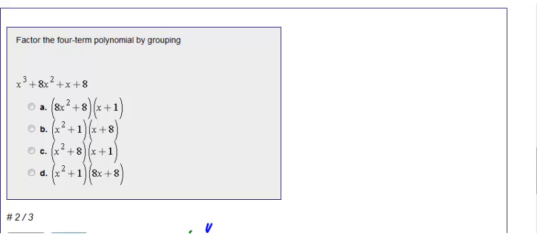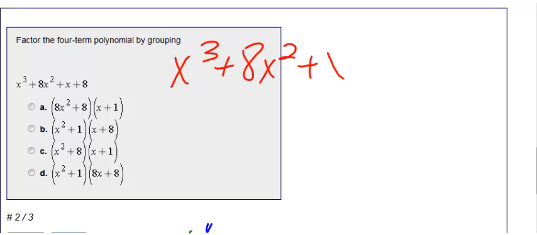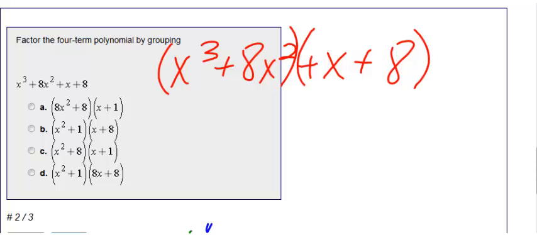All right, number 2, same thing. We have x to the third plus 8x squared plus x plus 8. We have four terms, we group. I group the first two, I group the last two. So in my first set of parentheses, I ask myself, what can I pull out? What do they both share?